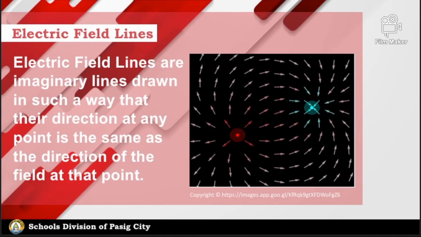A convenient aid for visualizing electric field patterns is to draw electric field lines. They consist of lines drawn tangent to the electric field vector at any point, the number of lines drawn being proportional to the magnitude of the field strength. Therefore, we can say that electric field lines are imaginary lines drawn in such a way that their direction at any point is the same as the direction of the field at that point.